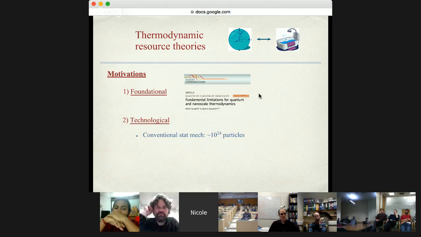Another motivation is technological. Very roughly, the argument goes like this. We are familiar with ordinary statistical mechanics that was built to describe about Avogadro's number of particles. It involves ideas like work, heat, and entropy. Those are originally associated with thermodynamics.